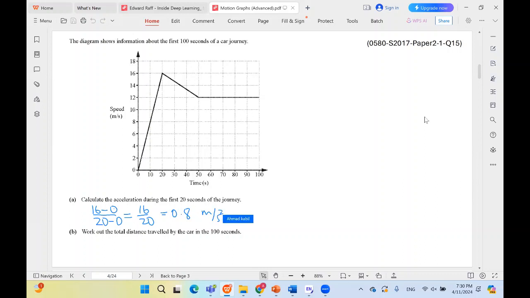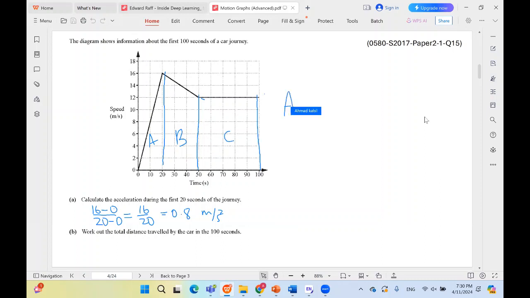Next, we want the total distance traveled. And again, we said the distance here is the area. So we split again into three shapes. Shape A, shape B, shape C. And we get the area of each.